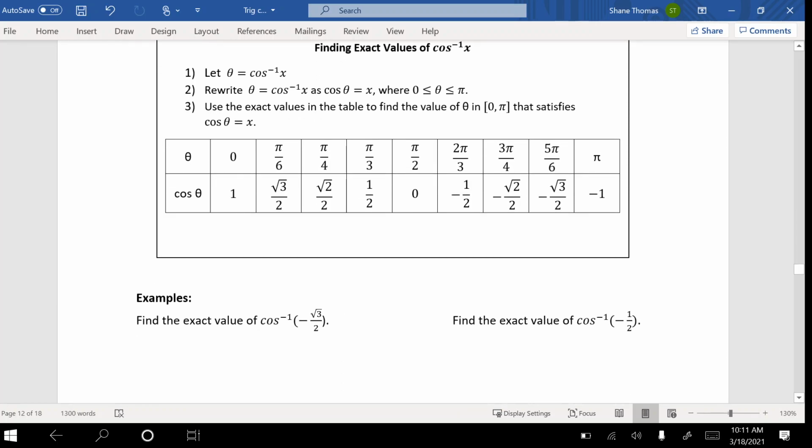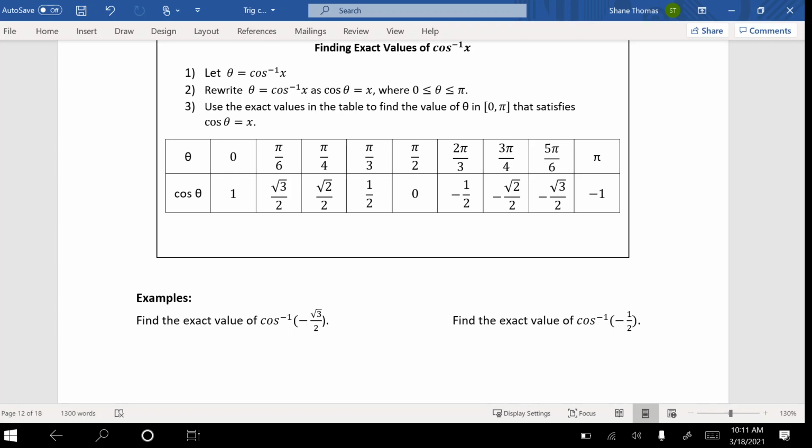Okay. Same thing with cosine. Set it equal to theta. Rewrite it. Make it cosine of theta equals x. All right. We're finding theta. Now our constraint for cosine is going to be from 0 to pi. Again, it's a width of 1 pi. But we have to look at it just at a different constraint based on the values of it.